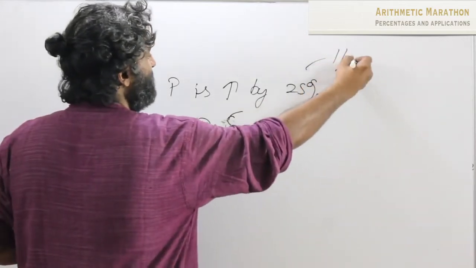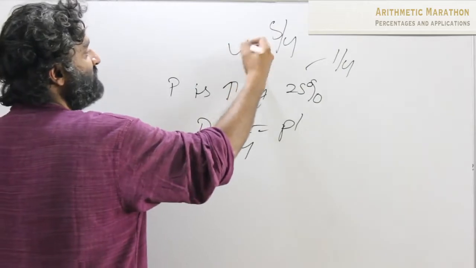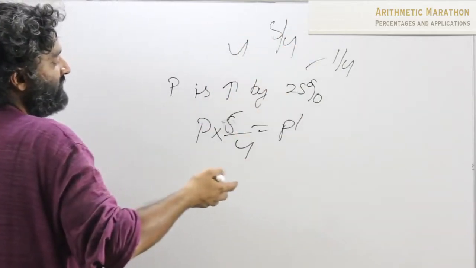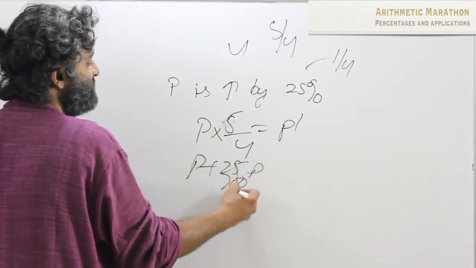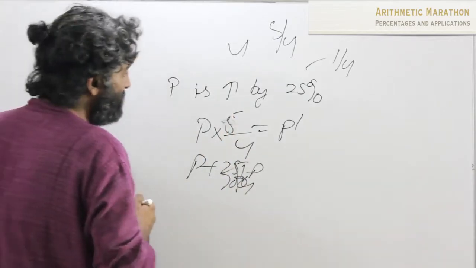This means 1 by 4 increase would mean 5 by 4, because it is 1 plus, your P plus 1/4 of P is getting added. You can see it back in your equation also, P plus 25 by 100 of P, which becomes 1/4. You do the same thing, you get here only, but you start doing it in your head.